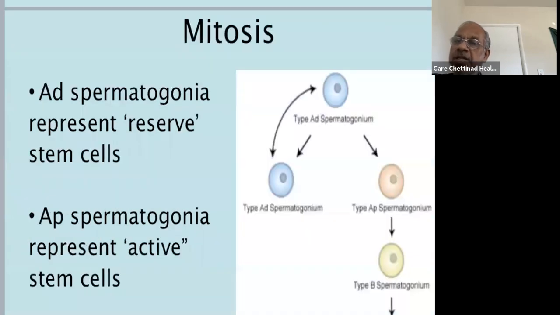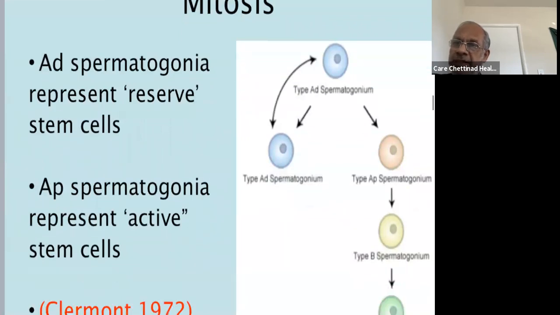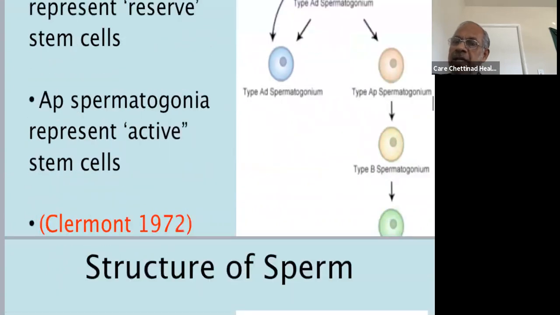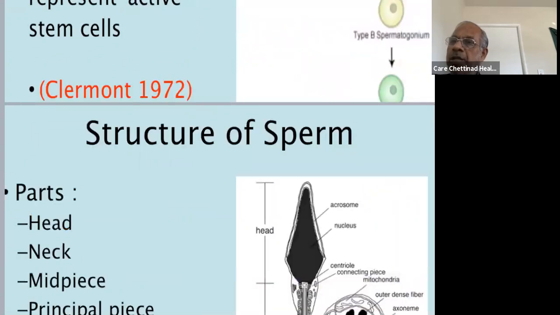Spermatogonia represent reserve stem cells, and a pale spermatogonia represents active stem cells. And this is the correct process: a dark one, pale one, then pale spermatogonium, then type B spermatogonium, and then you have the process of spermatogenesis going on with the occurrence of primary spermatocyte, secondary spermatocyte, spermatid, and a mature spermatozoa.